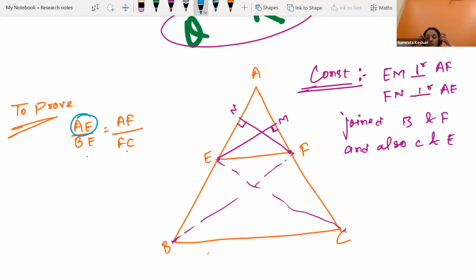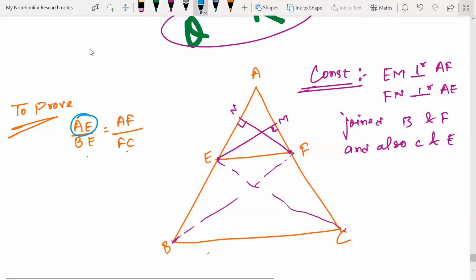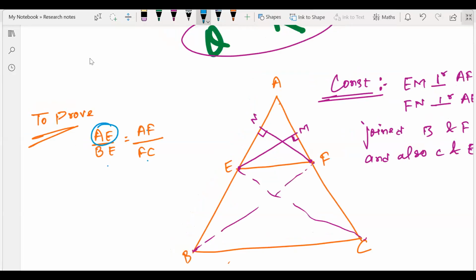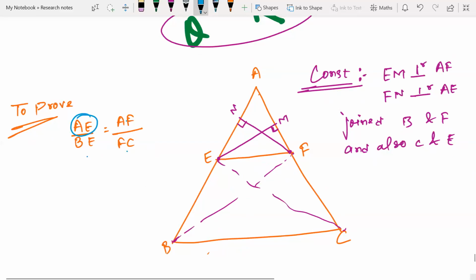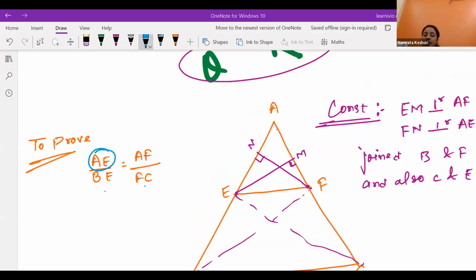It is giving the low battery. Yes. So we are trying to take such a triangle.